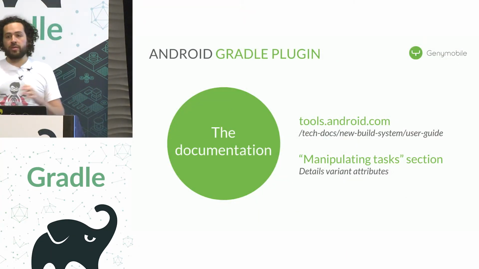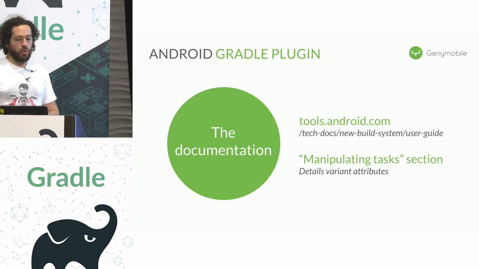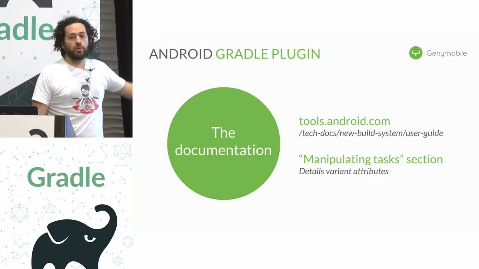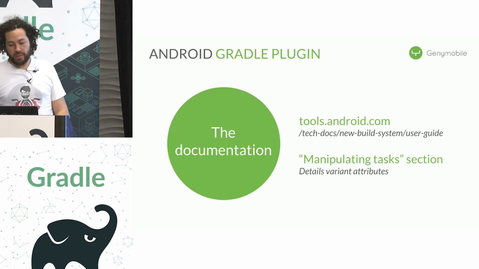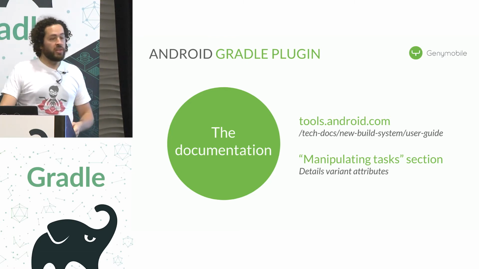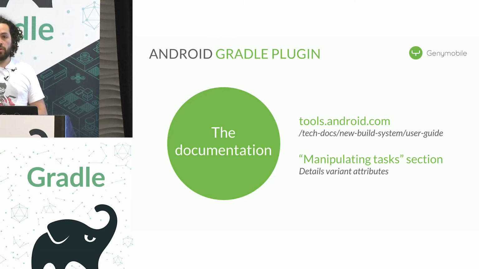Okay, I told you that this is in the documentation, and it's true. You have the link to the documentation, tools.android.com, and you have a dedicated page for that. And on this page there is a part called manipulating tasks, a section that explains it, and you have a big table with all the properties that you can find on the variants depending on what kind of variant you are calling.